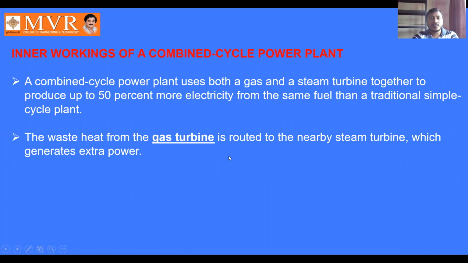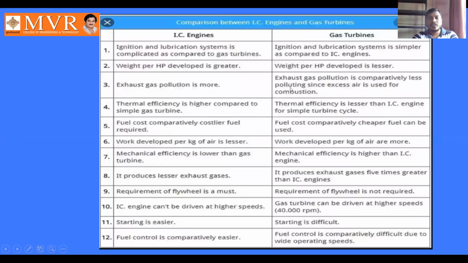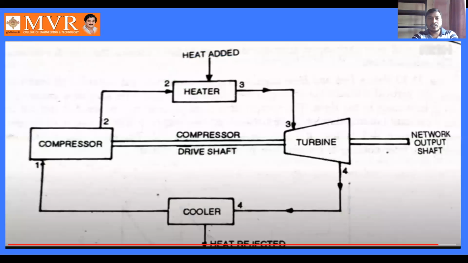And we have the combined cycle power plant, where the waste heat coming out from the gas turbine is routed to the steam turbine for generating 50% more electricity. That is nothing but the combined cycle and how we use it here. And we know the comparisons of gas turbine versus steam turbine and of IC engines and gas turbines. This is what we have studied in this lecture.